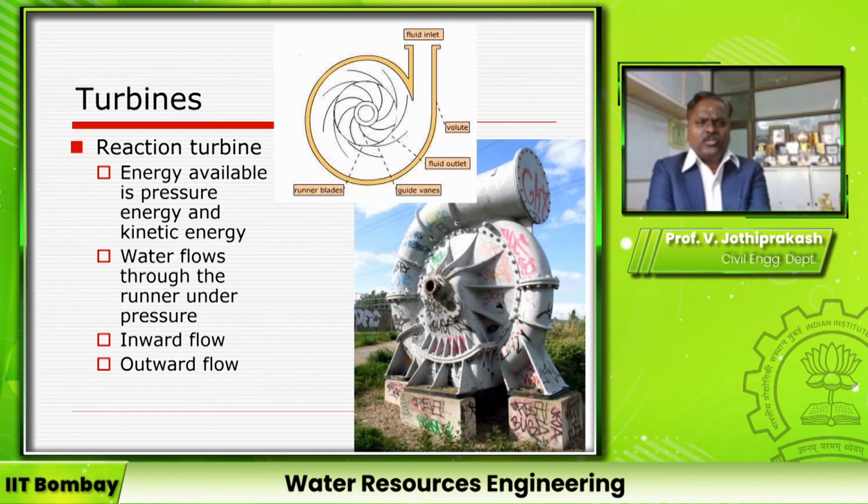The water flows through the runner from outside to inside or inside to outside. When the discharge is from outside towards the center of the blades, we call that an inward flow reaction turbine. When the flow moves from the center to the outside runner, we call that an outward flow reaction turbine. In reaction turbines, there is a circular pipe which goes on reducing in size, converting energy from pressure as well as kinetic energy.